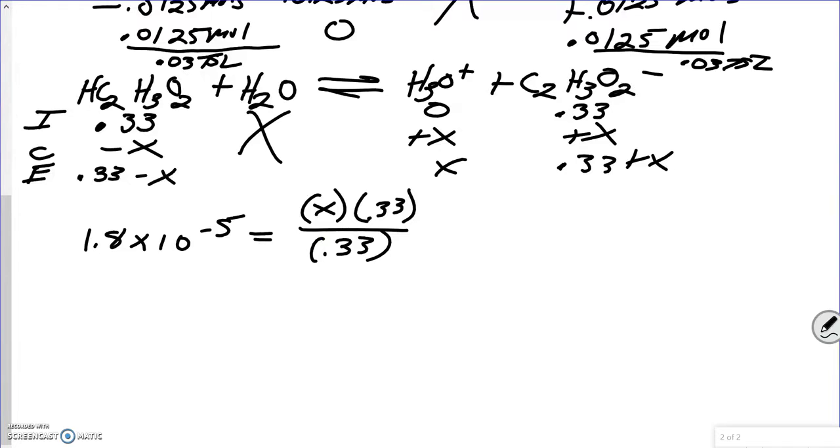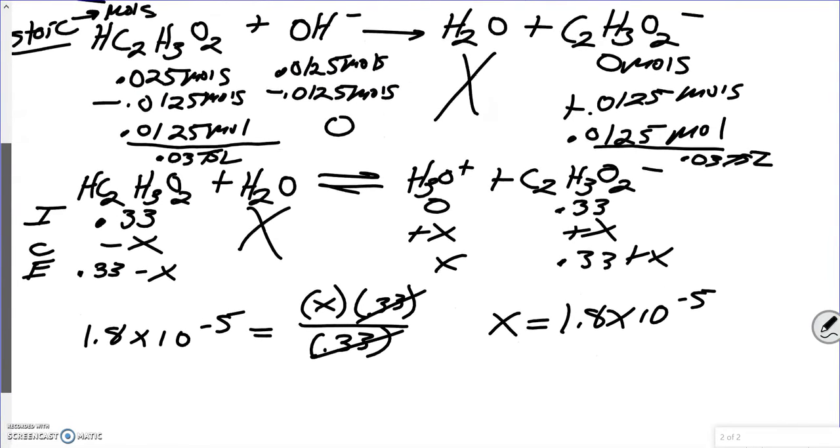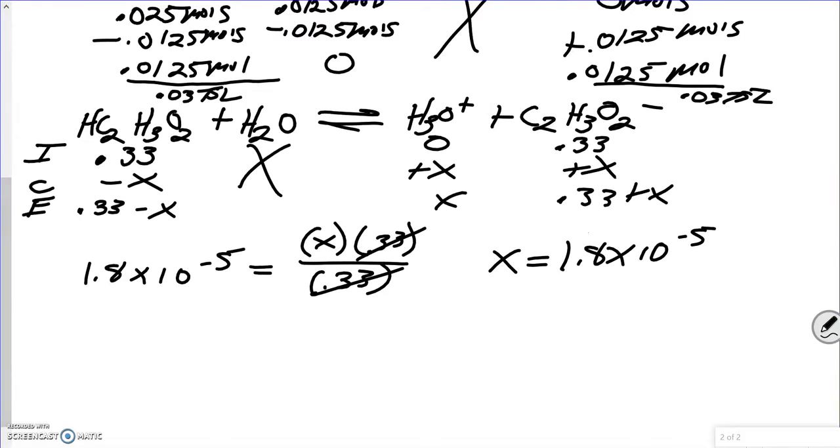Now, what do you notice here in your math? Because these two values are the same, they actually cancel out, which means our x is going to equal 1.8 times 10 to the negative 5th. Our x value actually equals our Ka, or our Kb if we're dealing with a base, at our midpoint, and that's only true at the midpoint. So that does make our math easier. In technicality, we could probably get away without having to do all the math, but you still can.